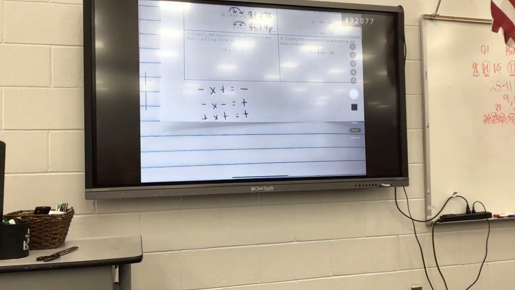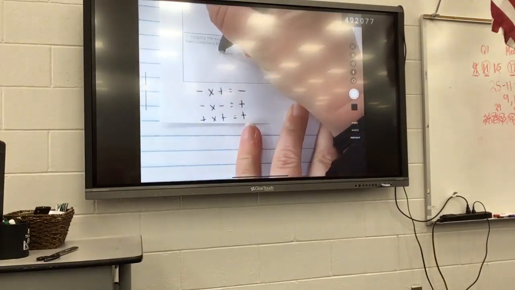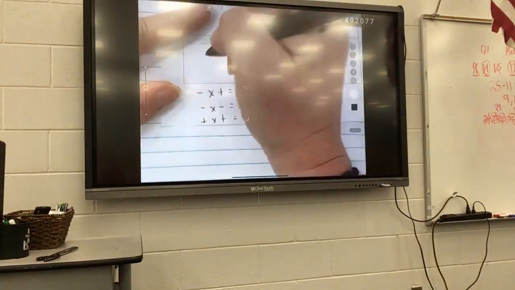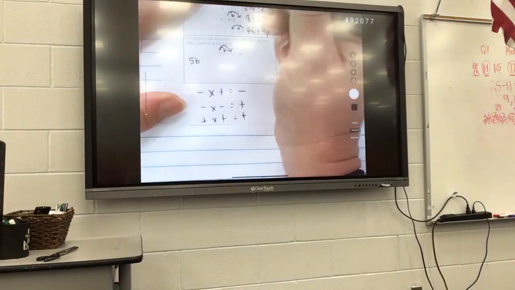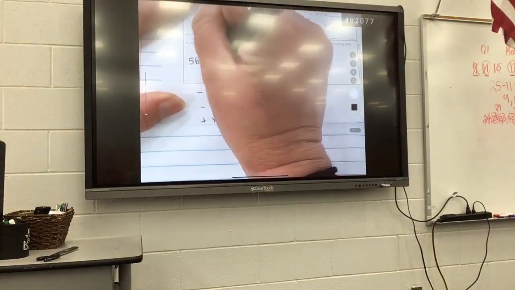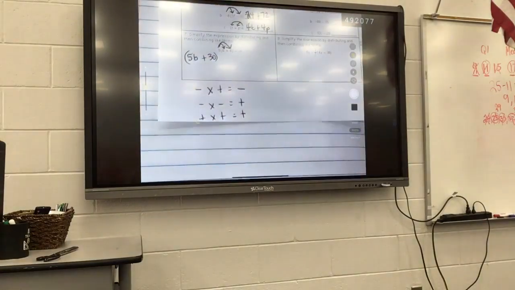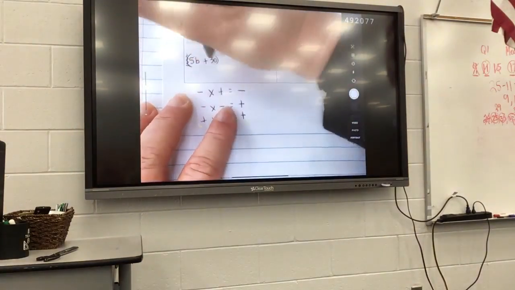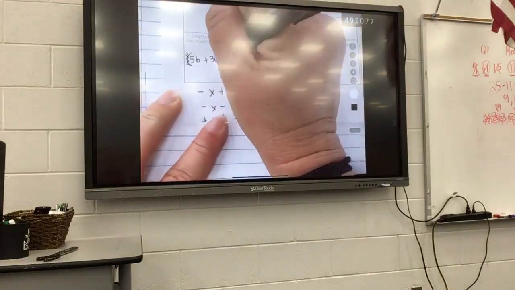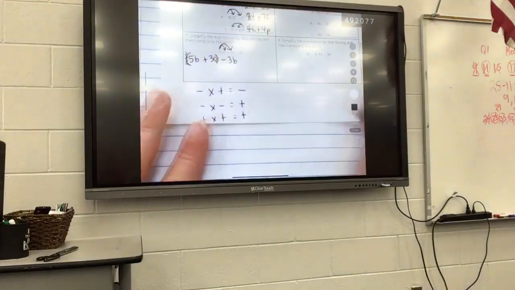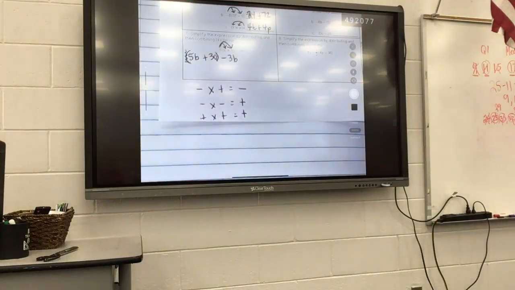All right, number 7, since it's already on the screen. It says simplify the expression by distributing and then combining like terms. So we're going to distribute our 5 into our parentheses. So this becomes 5b plus 30, minus 3b. What like terms can we combine here?